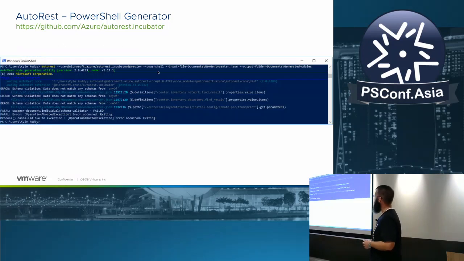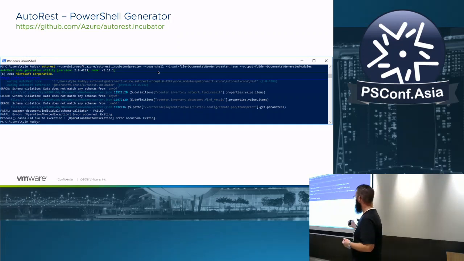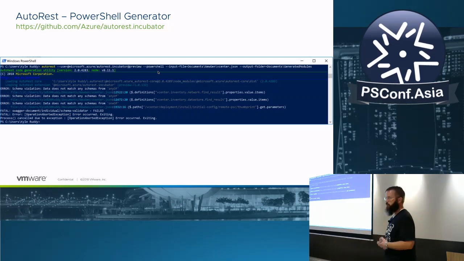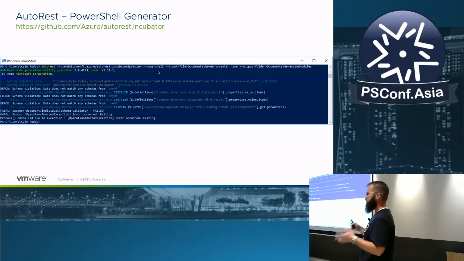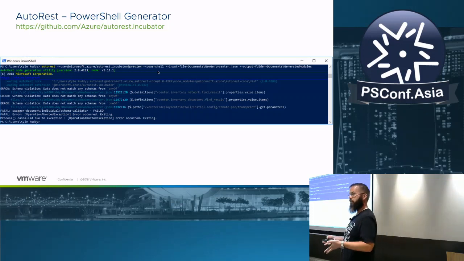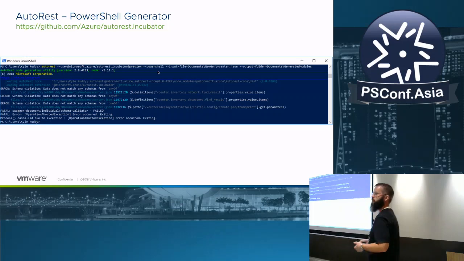But here's an example of it running against that same vCenter JSON spec. So, very similar: vCenter inventory, for the network, couldn't find. Schema validator still failed, but, read the documentation, that's kind of expected. Currently, it's mainly focused on the Azure Swagger piece.